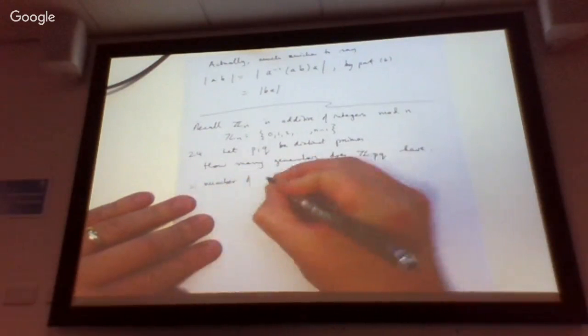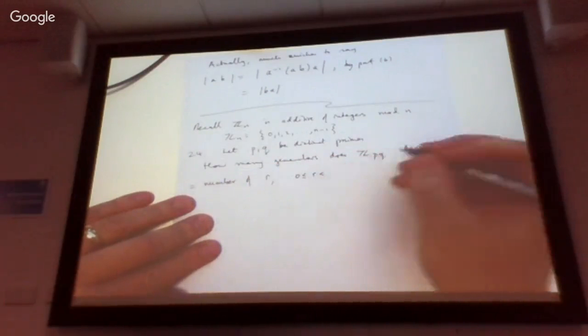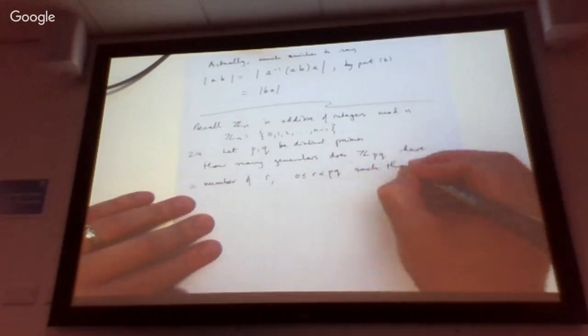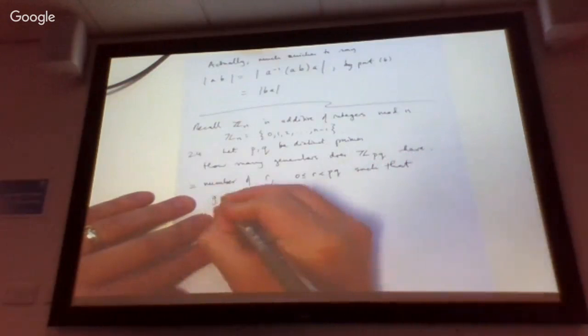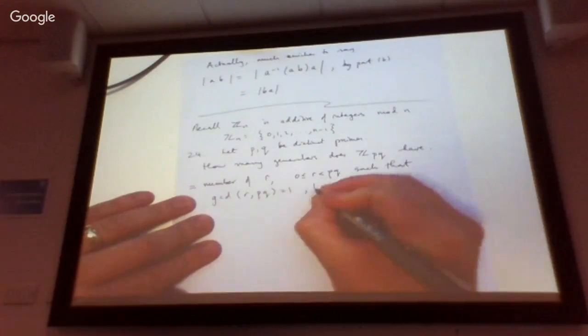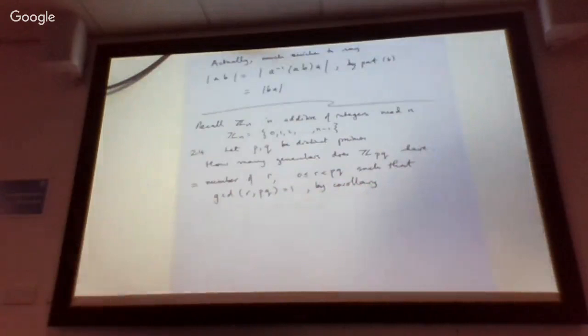So the order of this element must be equal to the order of its inverse by part A. But then the inverse of A inverse B inverse is the product of the inverses in the opposite order, so that's equal to BA. So we got there in the end. That mightn't be the fastest way to do it. There might be a faster way to do it.